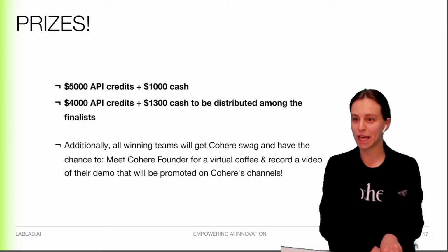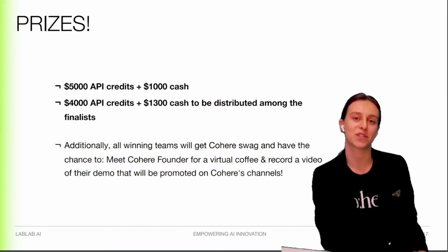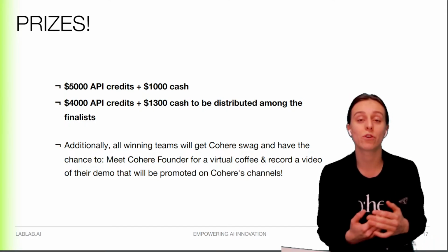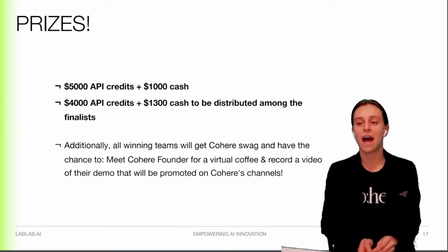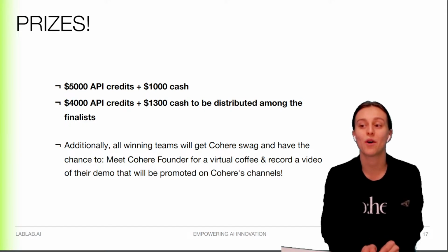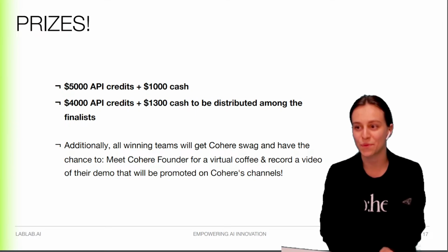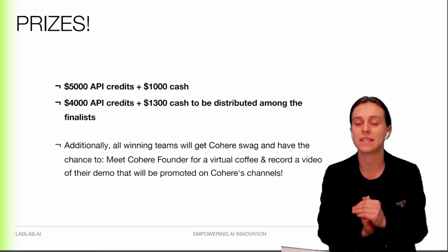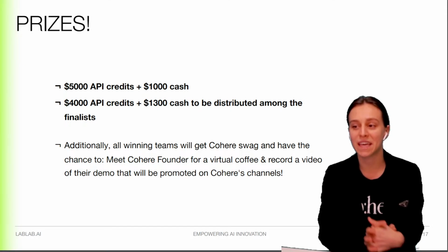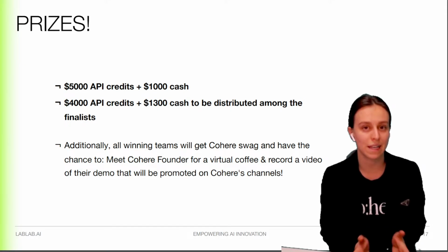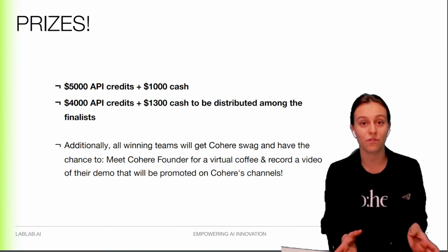Thank you so much. And now, the most exciting part is prizes, and you already see it on the screen. For the winning team, the team who will take first place and win this hackathon, you will have 5,000 of API credits for Cohere products and $1,000 cash. And as you may see, 4,000 of API credits, as well as the cash prize, will be distributed among the finalists. Usually we have one winning team and a few finalists.